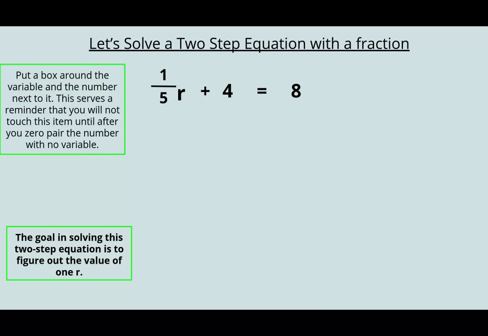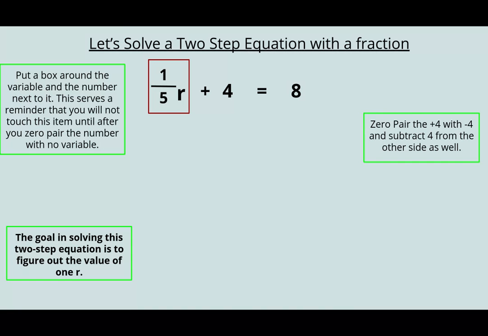So I'm going to put a box around the number that has a variable and the variable that's connected to it. So that's going to be the 1/5 r. Now I need to zero pair. I need to get rid of that plus 4. How do you get rid of plus 4? Minus 4. You do the opposite. And then you bring down what is left. If you look on the other side of the equation, 8 minus 4 equals 4. So I'm now left with 1/5 r equals 4.